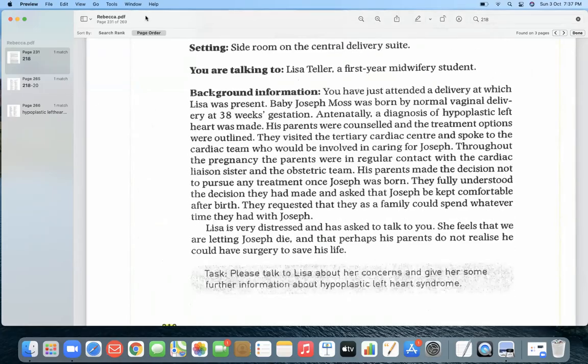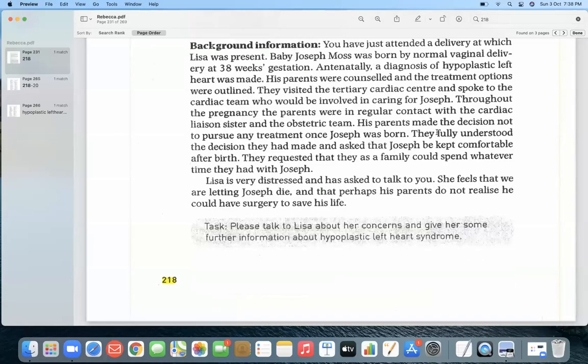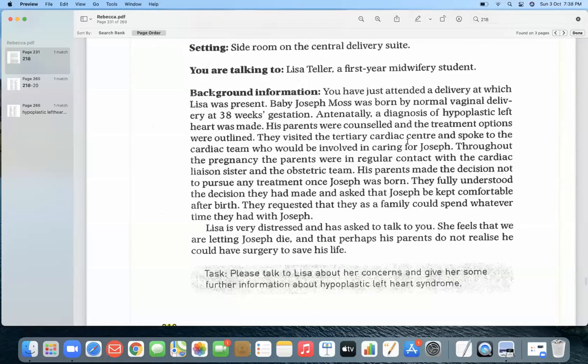Okay. So this is a neonatal registrar working in a busy district general hospital, side room on central delivery suite. Lisa is a first year midwifery student. So you can just keep her as Lisa. They can also give you a nurse, midwife, student, everything. So not just a medical student.